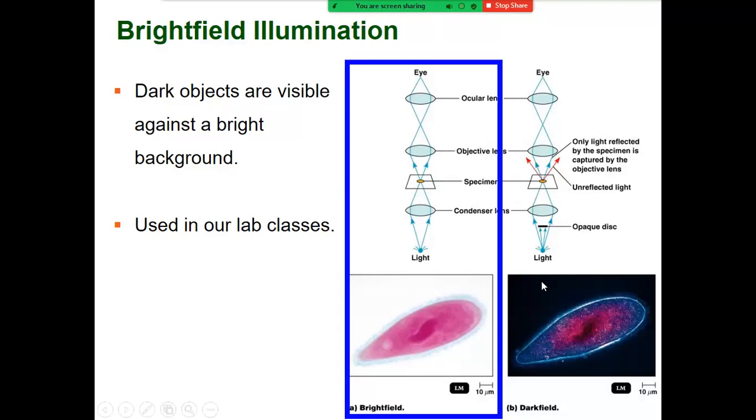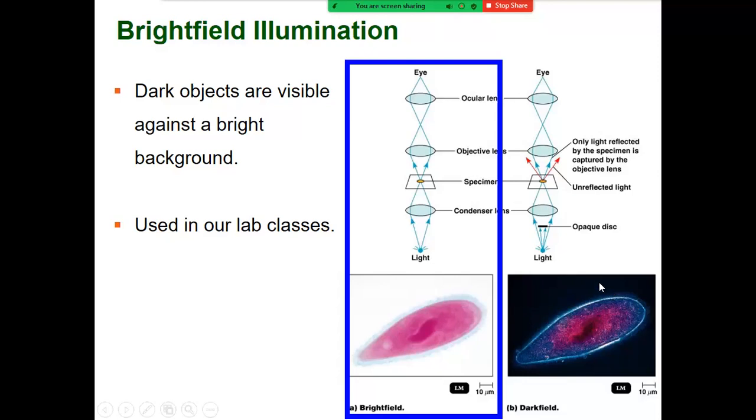Because the light is blocked, there's no light coming through the glass and then going into the objective lens. And that's why the background of the glass slide looks dark. Dark field illumination, the background is dark. The specimen is slightly lit up, meaning it's a little darker than bright field illumination, but it is lit up.